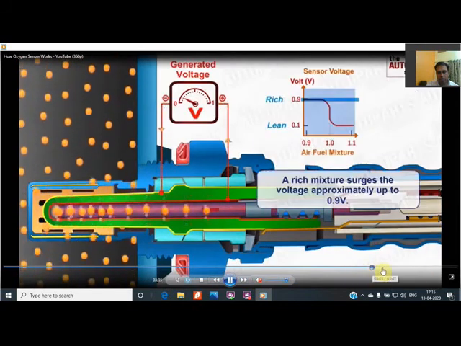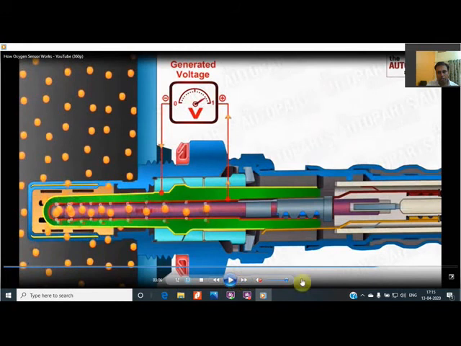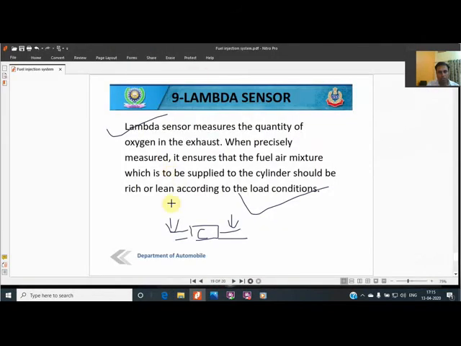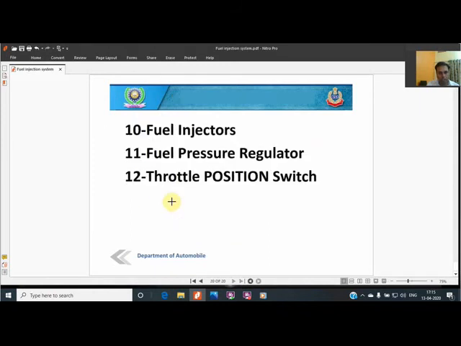This is shown as voltage, and they have shown the limits of voltage over here. They have shown that if the voltage is 0.9, then it is a rich mixture, and if the voltage is 0.1, that is a lean mixture. So that is a very low voltage, and from this low voltage we come to know what signal the lambda sensor is giving.